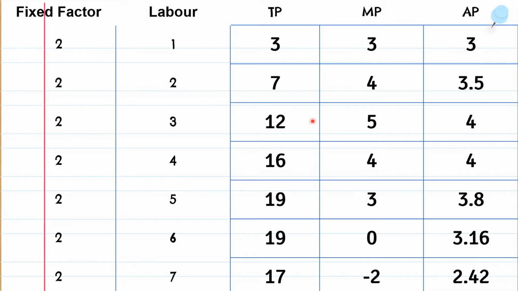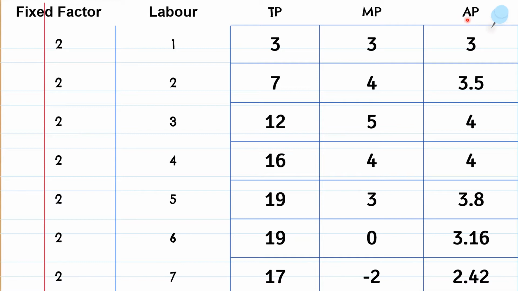So 16 minus 12 is 4. 19 minus 16 is 3. 19 minus 19 is 0. And 17 minus 19 is negative 2. So we take the sign of the bigger number. So we see the marginal product is increasing initially, then it starts falling, it becomes 0, and then actually takes a negative value. Let's move on to the column average product.